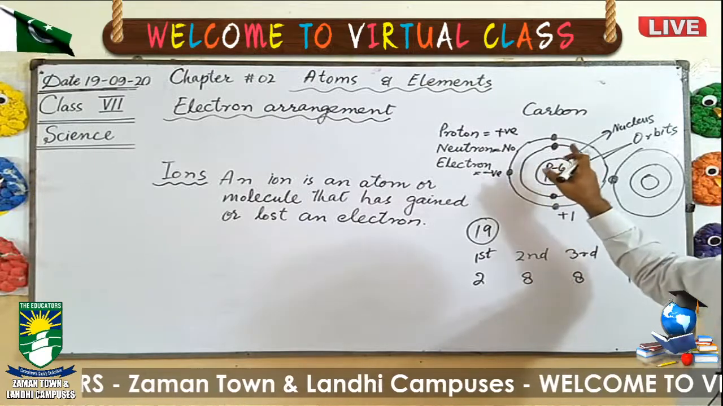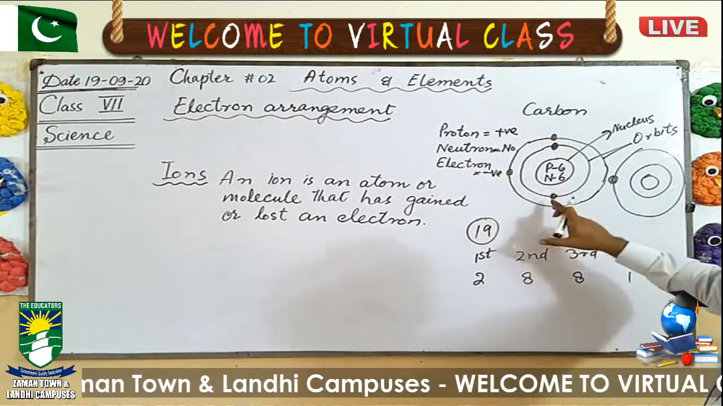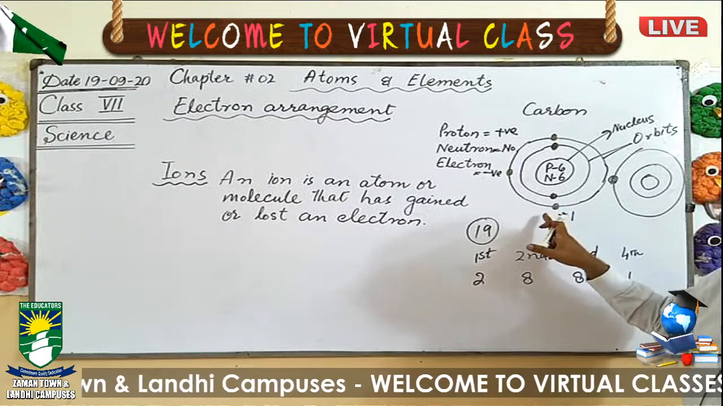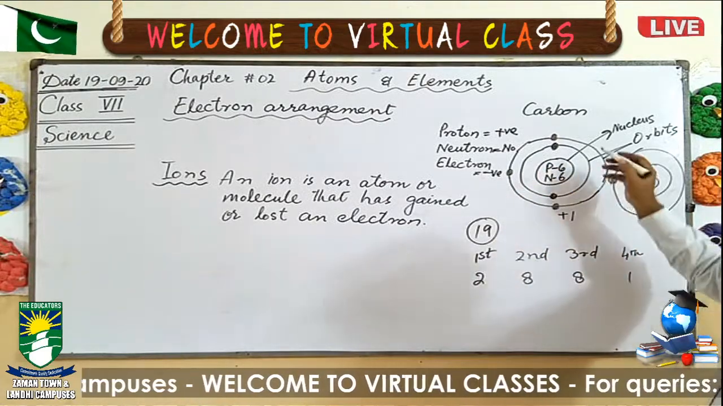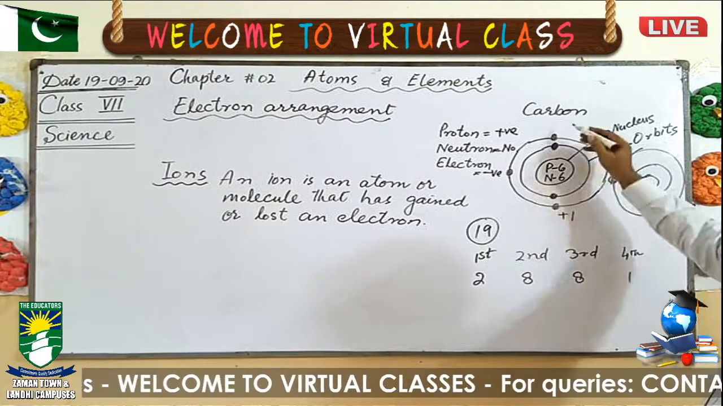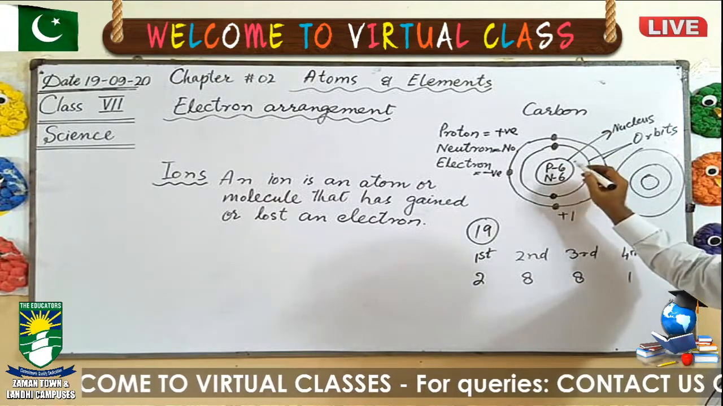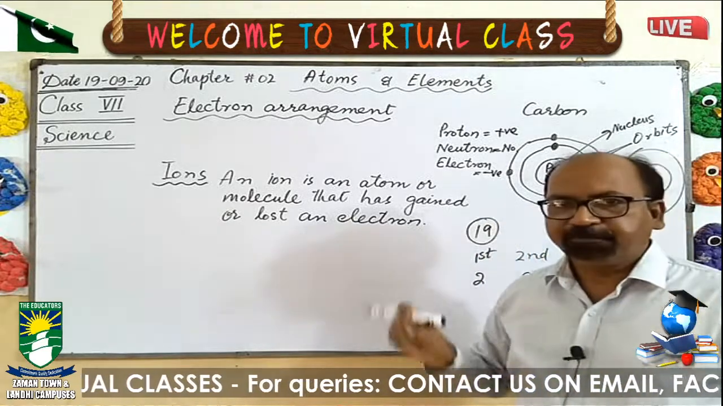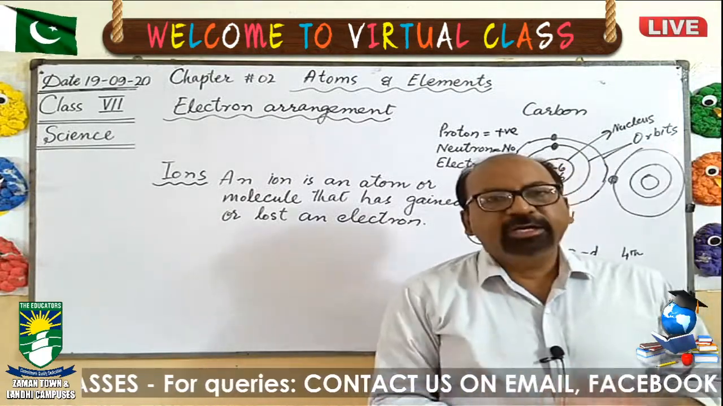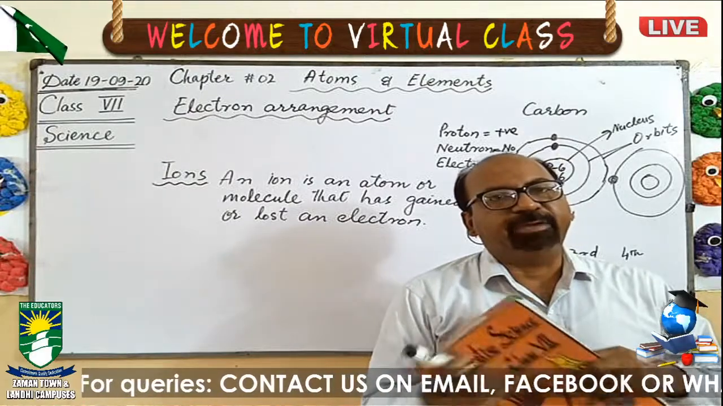One positive charge. Why? Because now the number of electrons is 5 and it has 6 protons. So 5 negative will cancel 5 positive, but 1 positive will be the charge of this atom. So in this way they become ions.